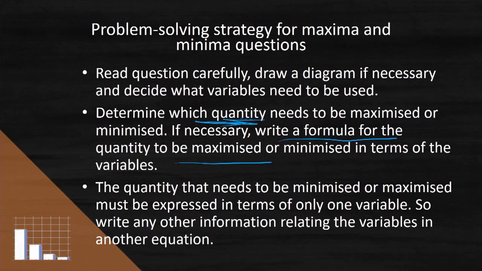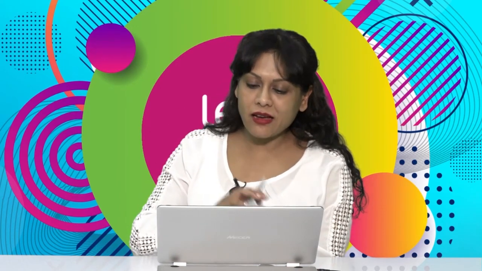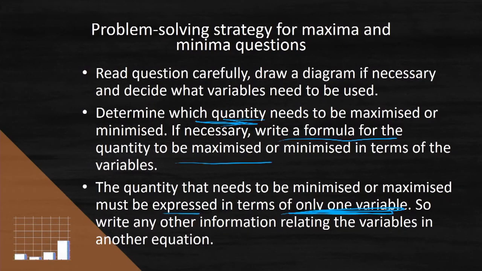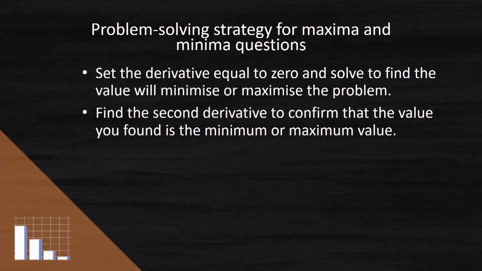Once you're needing to derive, you need to make sure that the quantity you are maximizing or minimizing is expressed in terms of only one variable. So your whole equation needs to be in terms of x or y or whatever variable you are using. You write any other information that relates the variables in another equation. Okay? We then find the derivative, set it equal to 0, and solve for the value that will minimize or maximize the problem. You then find the second derivative to see whether the value is a minimum or a maximum value.